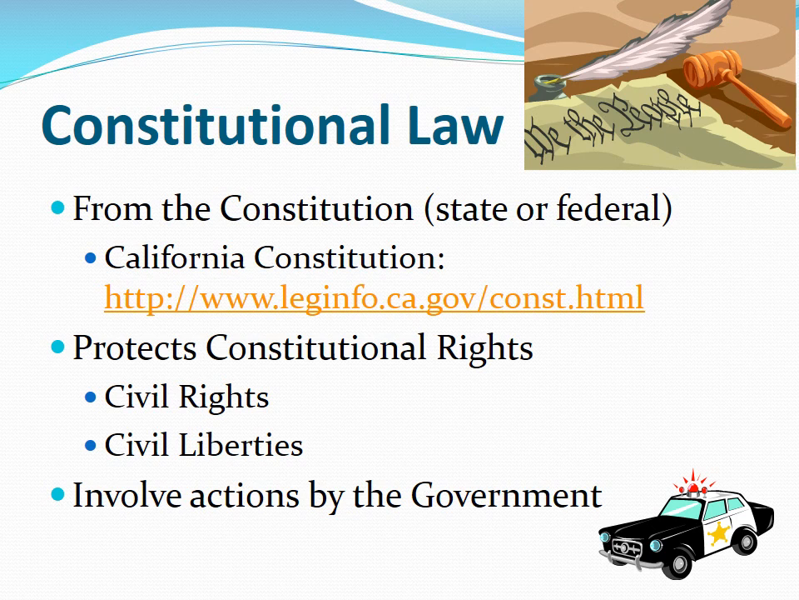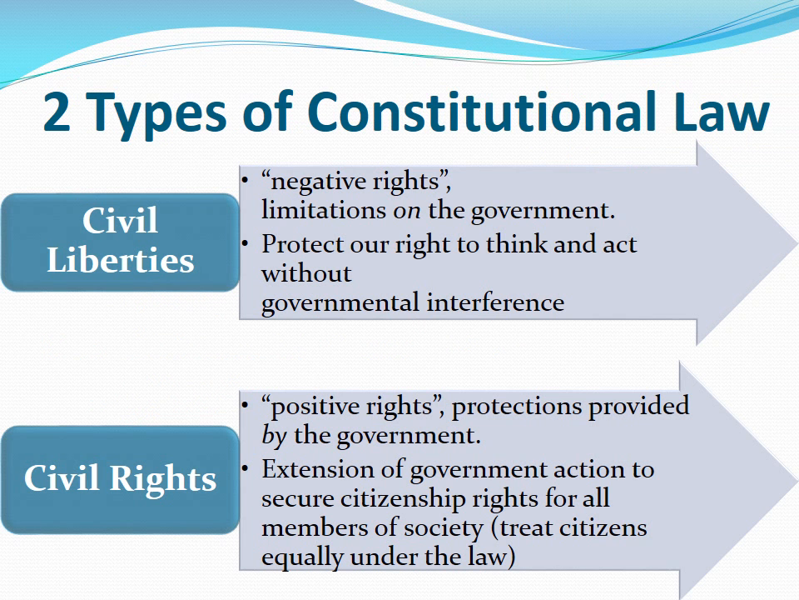And all constitutional law has to do with actions which involve the government. So let's talk a little bit about those. Civil liberties are known as negative rights. They're limitations on what the government can actually do. And so saying that the government can or cannot do something would be part of a civil liberty. They protect our right to think and act without governmental interference, and they keep the government at bay.